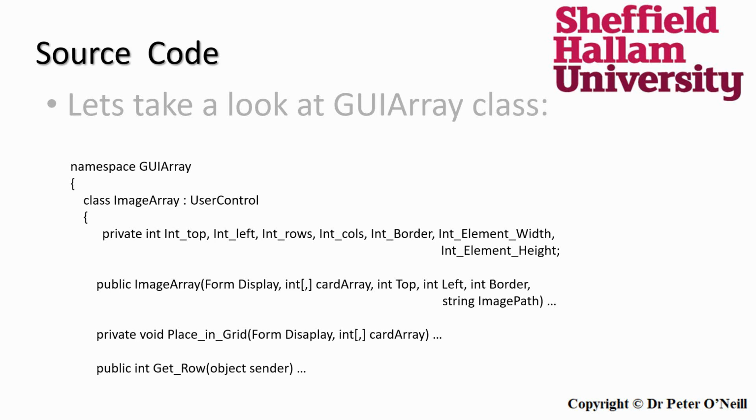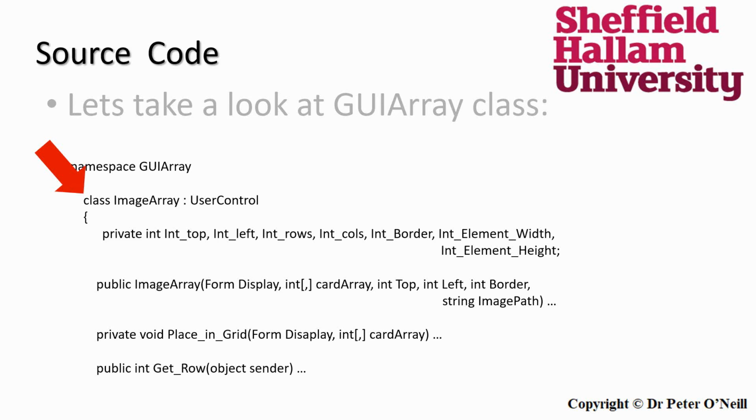We can then also later on use get row and get column. When we click on it, we send the object that we've clicked on, and get row looks and compares against all the ones in memory to find out which one is the same object as we've clicked on. When it does, it then returns the value of that image in the format of the row within the grid that it is. Okay?